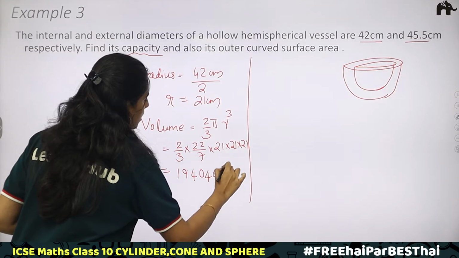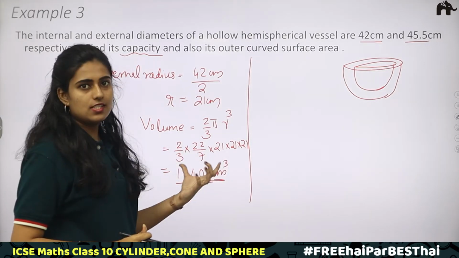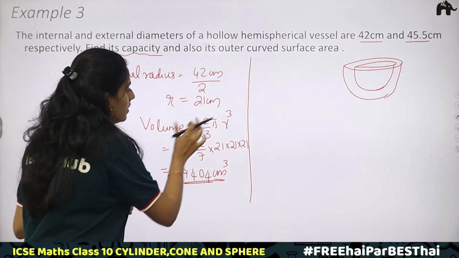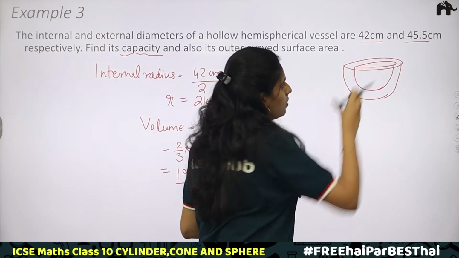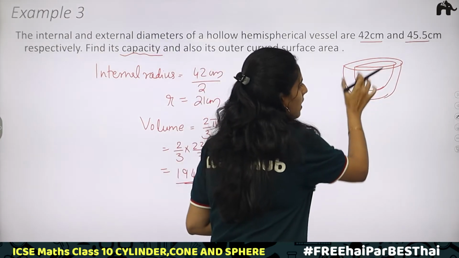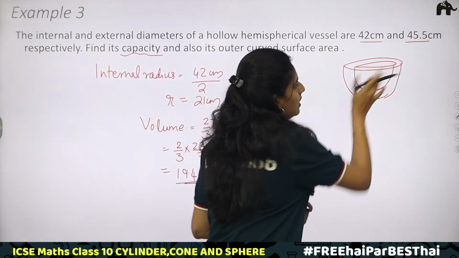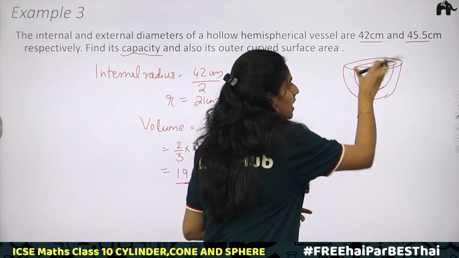When you calculate this, you will be getting the final answer 19,404 centimeter cube. Just try the calculation. So this is how you can find the volume. You should never use the outer radius. Why? Because if you are filling some water inside this, you can fill only in the inner part. You cannot fill outside the part. Okay. So you have to take the inner radius.